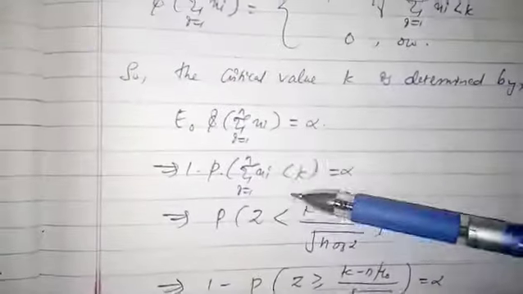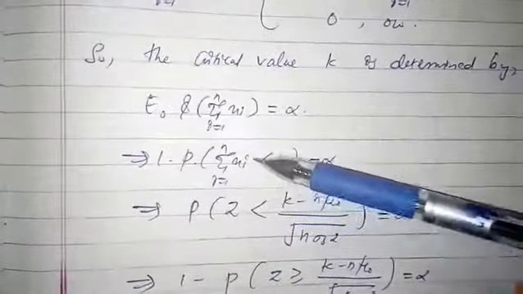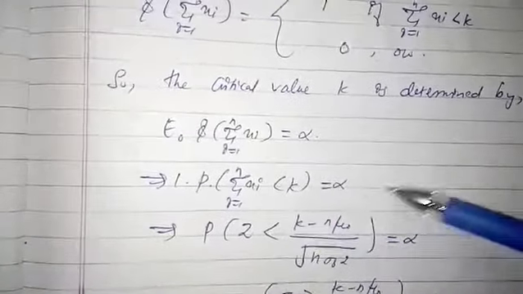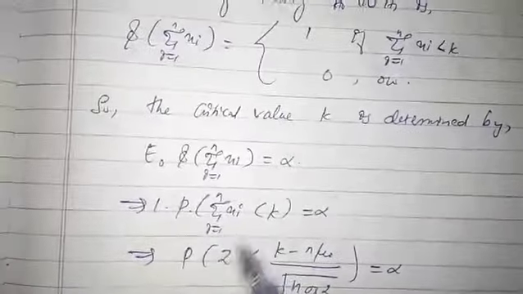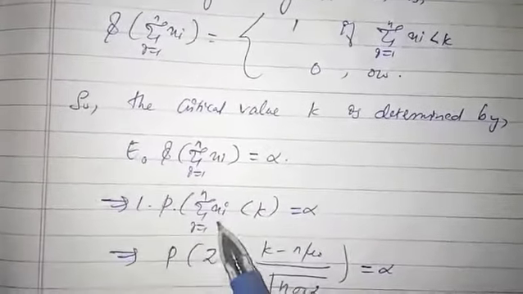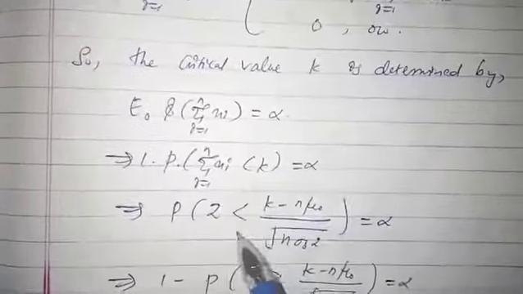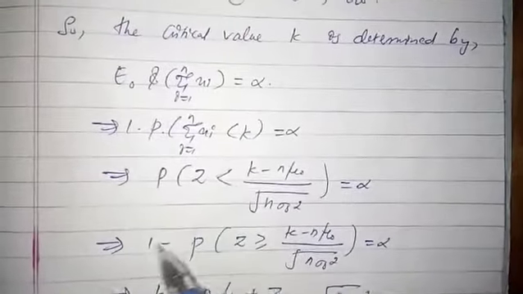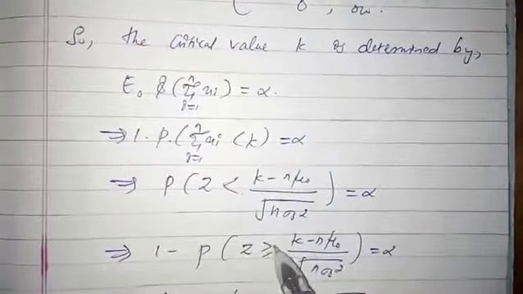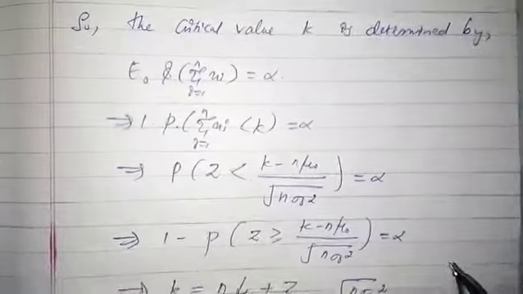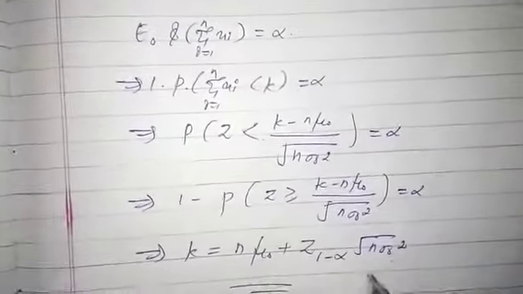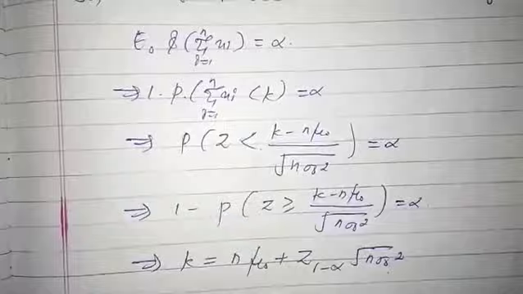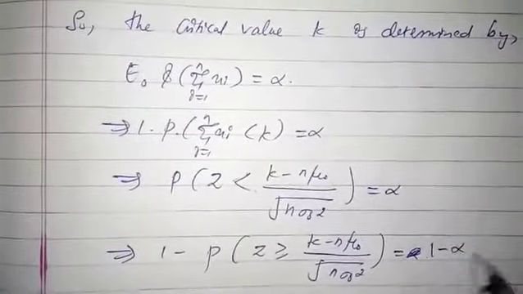Here x follows normal, so summation xi follows normal with mean n mu and variance n sigma naught square. Then we have to transform the normal variable into standard normal. Here it is a less than sign, so we make it a greater than. For that, 1 minus probability of z greater equal to that term equals alpha. Then we can get the k value, that is z 1 minus alpha.